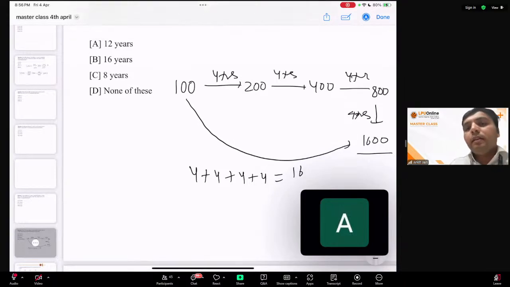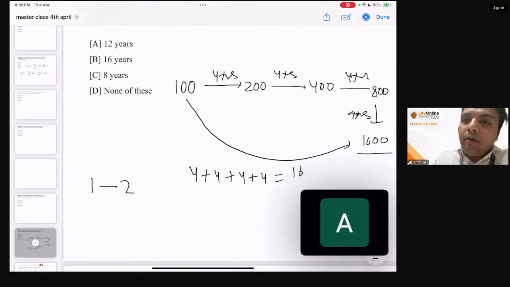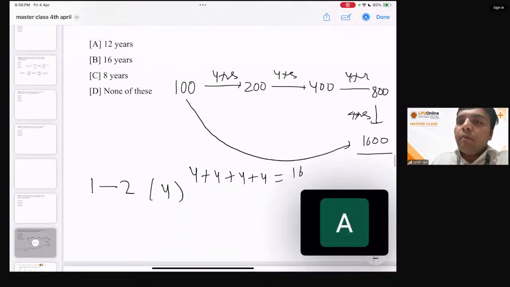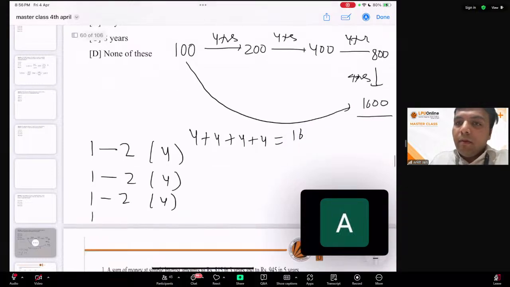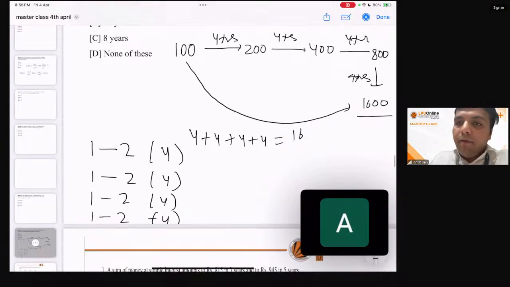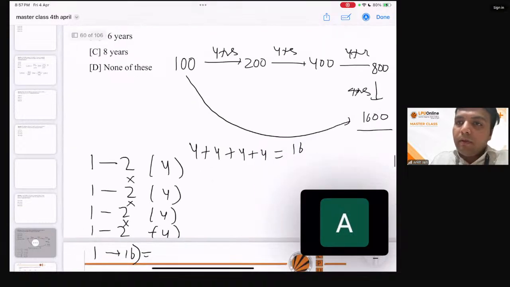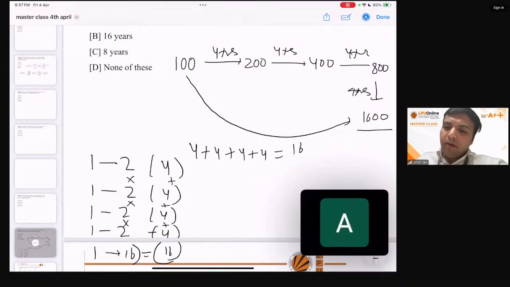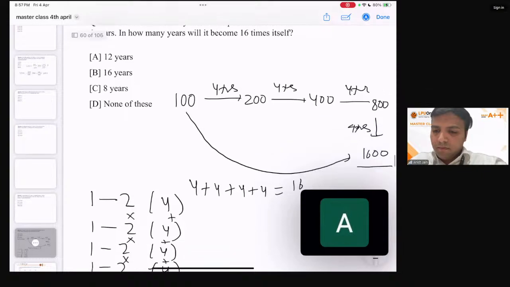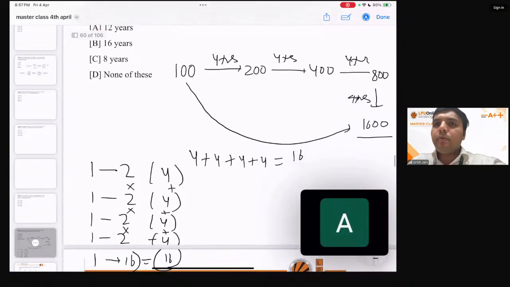Suppose you have 1 rupee, it becomes 2 rupees in 4 years. Money doubles every 4 years. Again 1 becomes 2 in 4 years, and so on. Effectively, I can say that 1 becomes 16 in how many years? This is 4 plus 4 plus 4 plus 4, 16 years. Answer is D option. Sorry, answer is B option, 16.